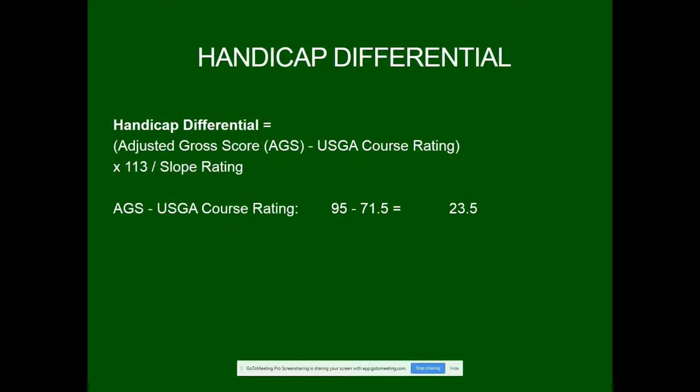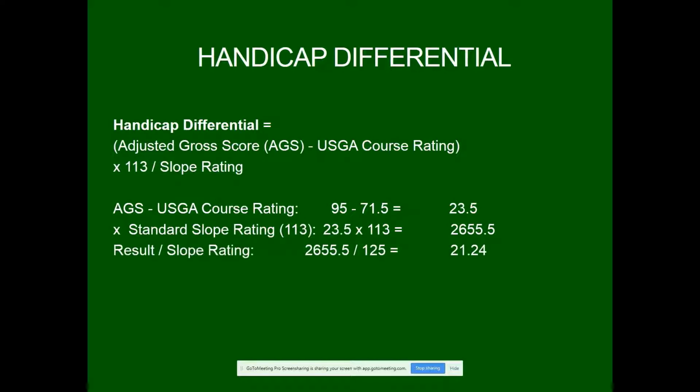So here's an example. Player shot an adjusted gross score of 95. They played a set of tees that had a rating of 71.5, so that is subtracted to 23.5. We then take that number and multiply by 113, which is standard slope in course rating. That gives us this big number of 2655.5. And then we divide by the slope of the tees they're playing, which in this case is 125, which gives us a number of 21.24. That number then is rounded to the nearest tenth, giving them a handicap differential for that round of 21.2.